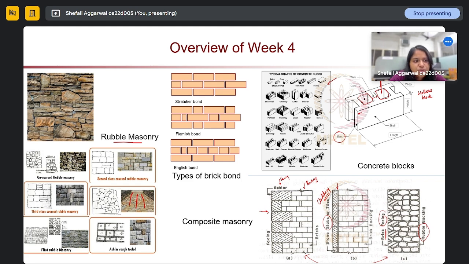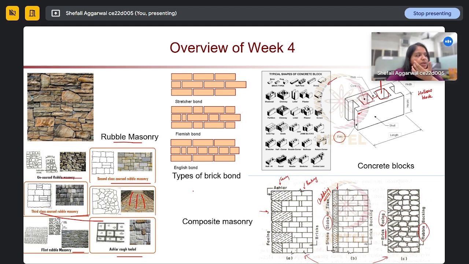Mainly they are used in outside walls, not as a structural element; it's mainly for decoration purposes, or just boundary walls. There are different types of rubble masonry which are being used: flint, ash, and different classes of rubble masonry, second class, first class, third class. These are just terminology which you might not be required to know, mainly just for knowledge purposes.